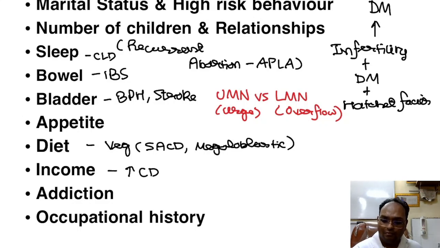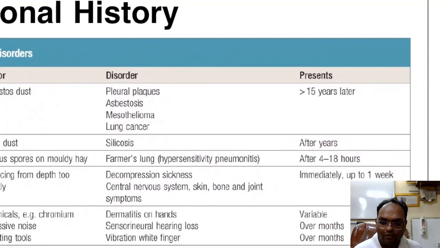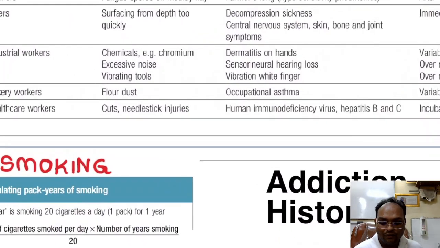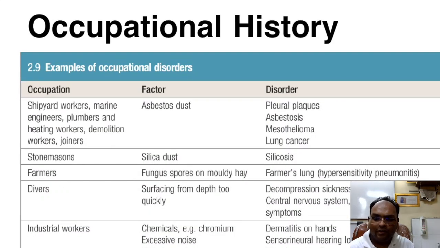Addiction, we have slides on this, addiction and occupational history, we are coming to that. So occupational history, you need to know which category of people get which disease, very very important. So when we are talking about occupational disorders, we need to keep some examples in mind. The most important ones have been highlighted here. Shipyard workers or marine workers, they get exposed to asbestos dust, thus they develop asbestosis. They can develop mesothelioma and lung cancer also.